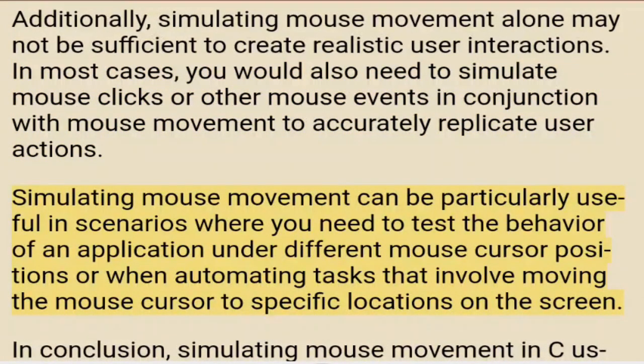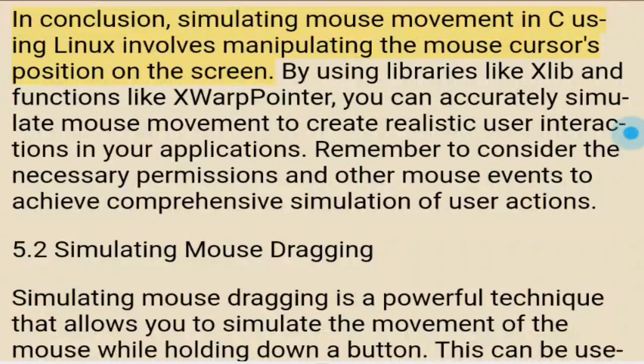Simulating mouse movement can be particularly useful in scenarios where you need to test the behavior of an application under different mouse cursor positions or when automating tasks that involve moving the mouse cursor to specific locations on the screen. In conclusion, simulating mouse movement in C using Linux involves manipulating the mouse cursor's position on the screen. By using libraries like Xlib and functions like XWarpPointer, you can accurately simulate mouse movement to create realistic user interactions in your applications. Remember to consider the necessary permissions and other mouse events to achieve comprehensive simulation of user actions.